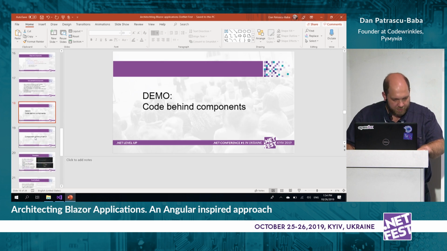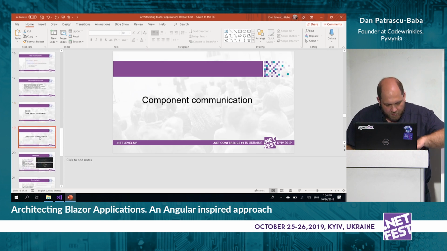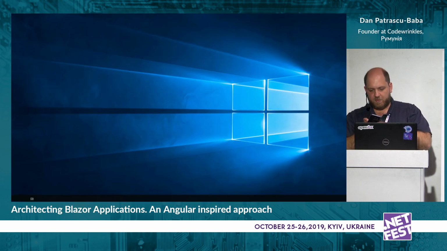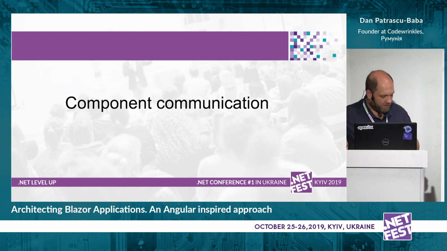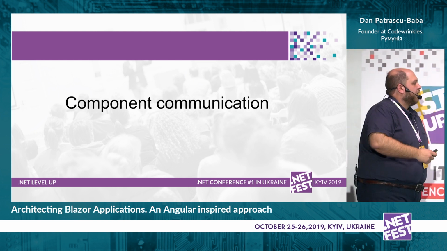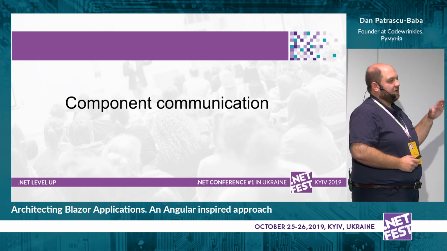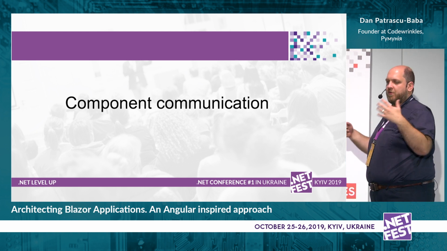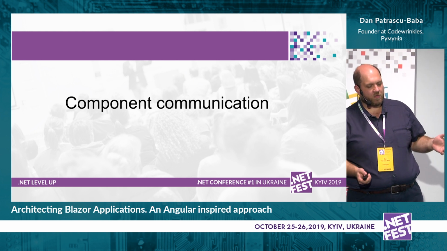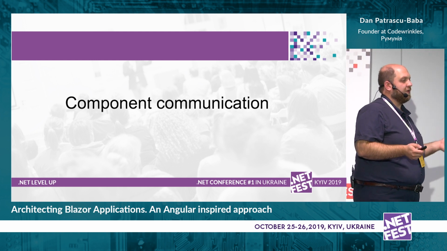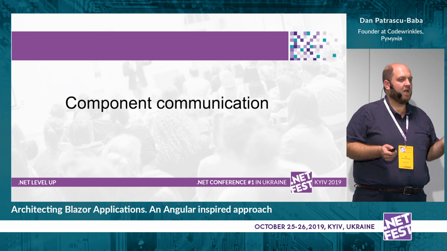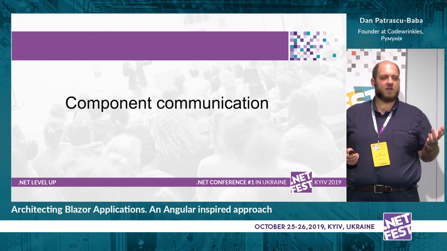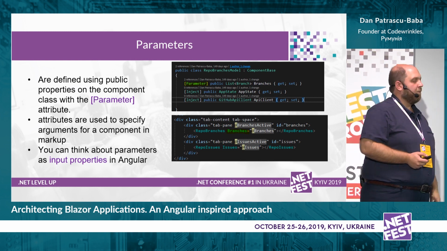OK, so this is how components and the code behind look. So let's get into the next topic that is really important. We still have a little bit of time, so I think we're on track. Of course, we have all these different types of components, but as is also the case in Angular, React, and other front-end frameworks, we also need to communicate state between different components. So how do we do that in Blazor? Well, we have different options that we could use. We have three.